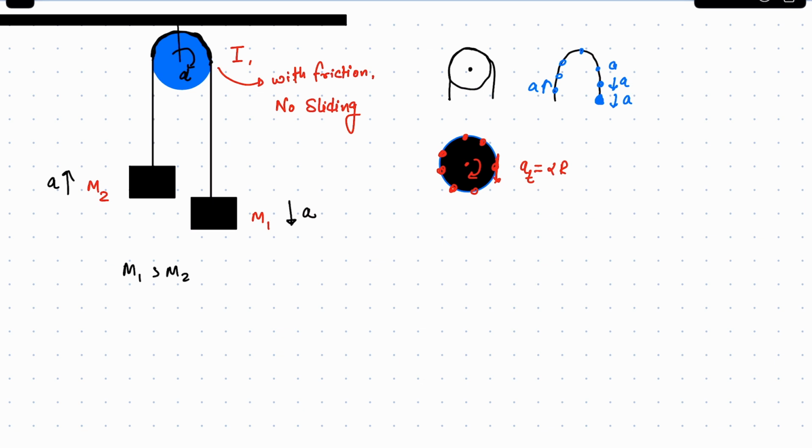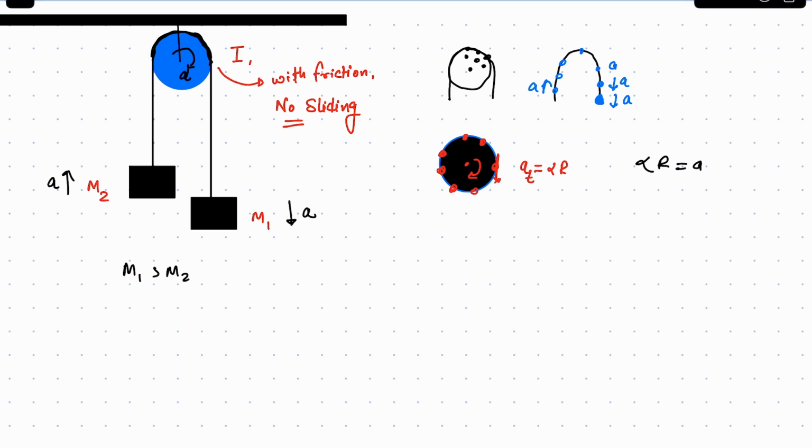Okay, and now the condition is that there is no sliding. It means that the points will not have any relative motion between them. What are the points? Points on the string and points on the pulley. They are not having any relative acceleration. It means they are not having any relative sliding. It means they should not have any relative tangential acceleration, isn't it? Yes. So alpha r should be equal to a.